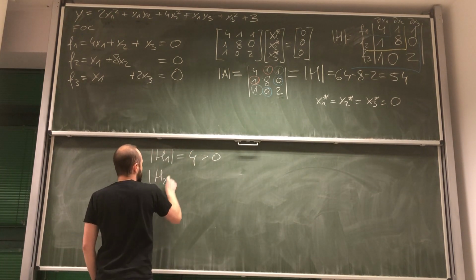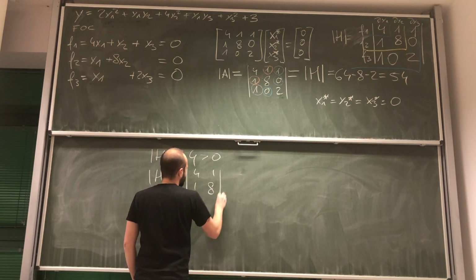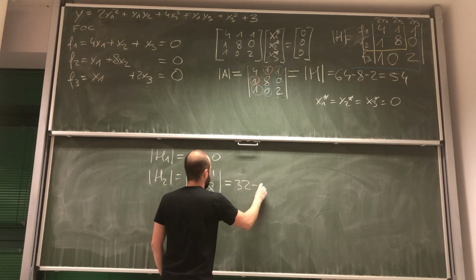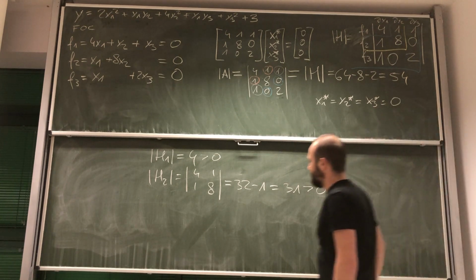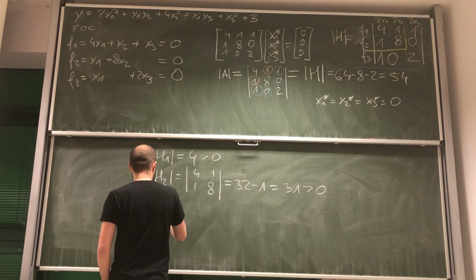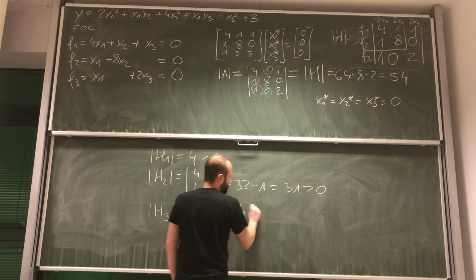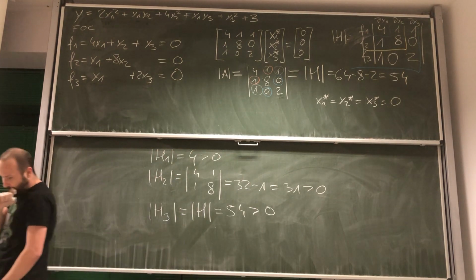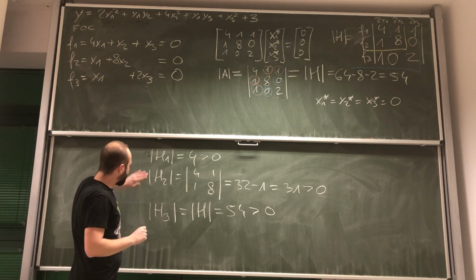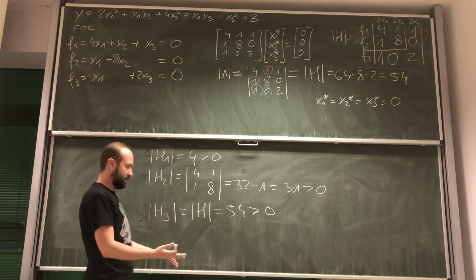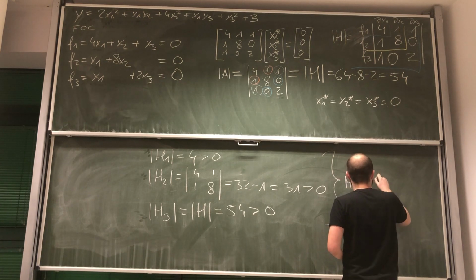H2 is given by 4, 1, 1, 8, which is equal to 32 minus 1, which is 31, which is bigger than 0. And H3, of course, is the entire Hessian. And we already calculated that this is equal to 54. So this is also bigger than 0. And look, because all of the principal minors are positive, we can easily conclude that what we found is a minimum.